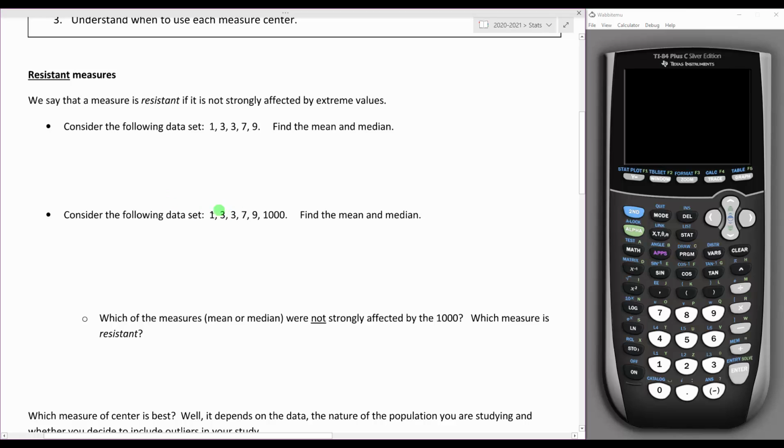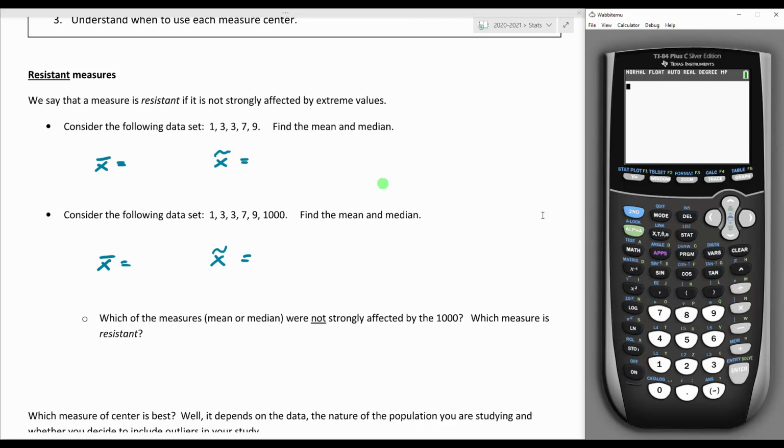And then in this data set, it's the same exact data set, but I added a very large value, one that would clearly be an outlier, of 1,000. And then we're going to recalculate the mean and the median to see what effect that 1,000 had on both of those measures. So let's give it a try. I'm going to set this up here. We're going to find the mean, and then we're going to find the median for both of these, and we'll be able to see what happens.